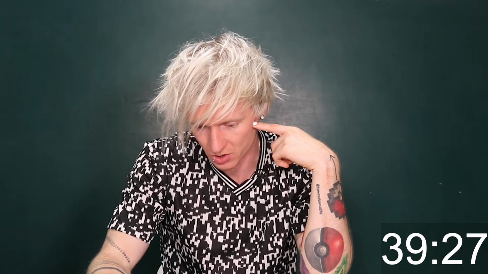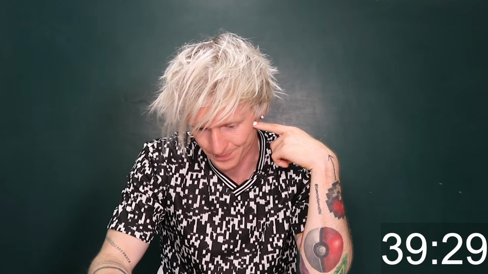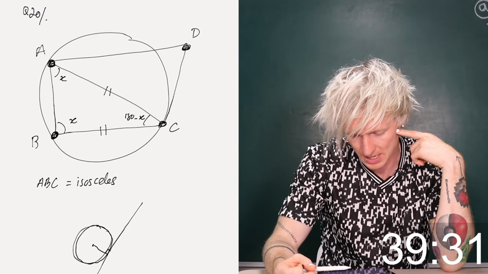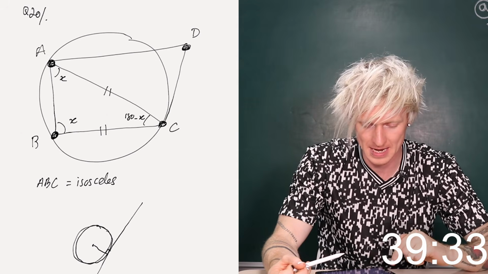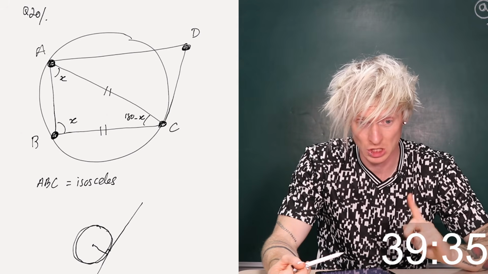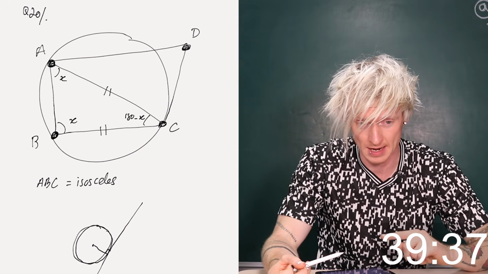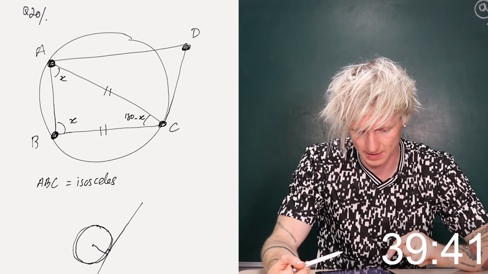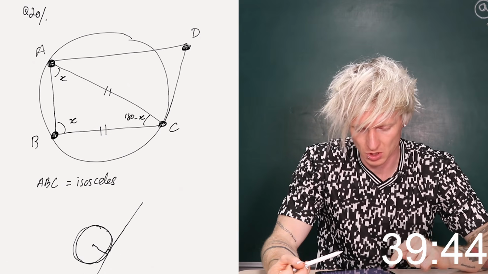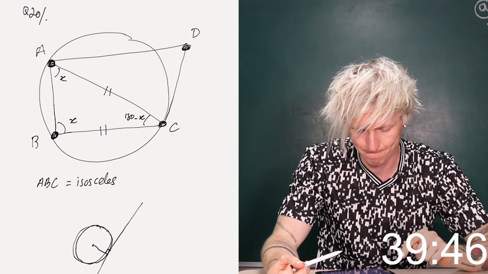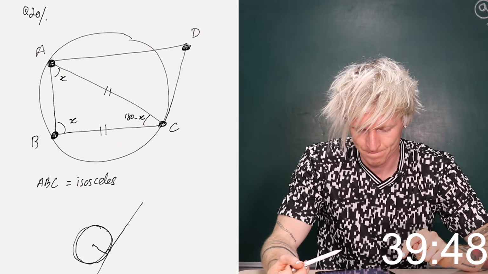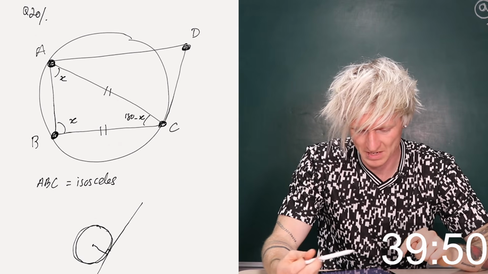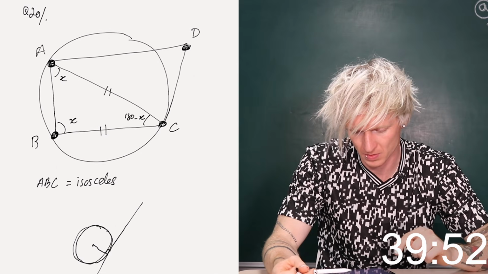So CD is a tangent, so it's touching the edge of the circle. Okay, and then it's going across to B, and that's isosceles. And I know that AC and BC are the same. Right. But I don't know anything else about these angles. No.